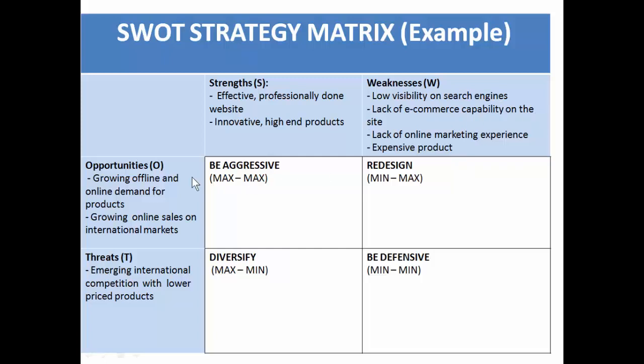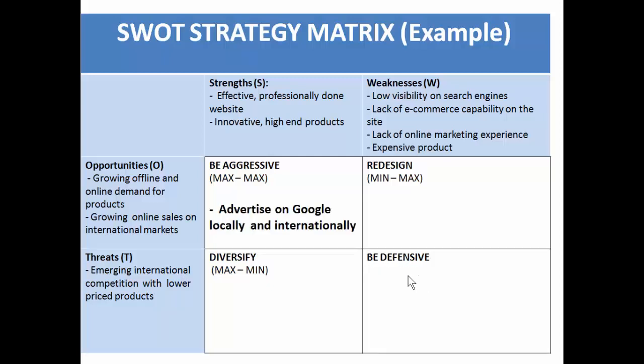At the same time, you have some huge opportunities, for example, growing offline and online demand for your products, or growing online sales on international markets. But you have certain threats, emerging international competition with lower price products. So, as you can see, this is a realistic scenario listing a couple of your strengths, weaknesses, opportunities and threats. So the big question is, what do you do with those? How can you meet your opportunities with your strengths? How do your weaknesses meet your threats? And what can you do? What are your four groups of strategies?